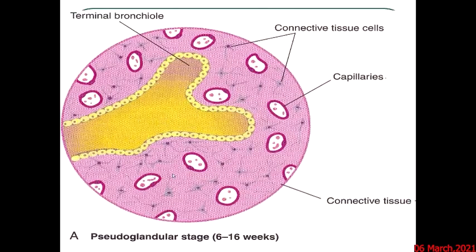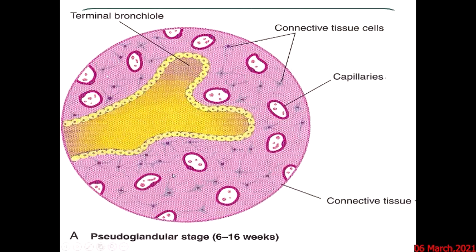So this is the pseudoglandular period, and this is a schematic histological view of the lung at the pseudoglandular period. Look, 5 to 6 weeks to 16 weeks. This is the terminal bronchiole with the lining epithelium, and the mesenchyme, that is the splanchnic mesoderm, so connective tissue, the capillaries are there, so everything comes from splanchnic mesoderm.